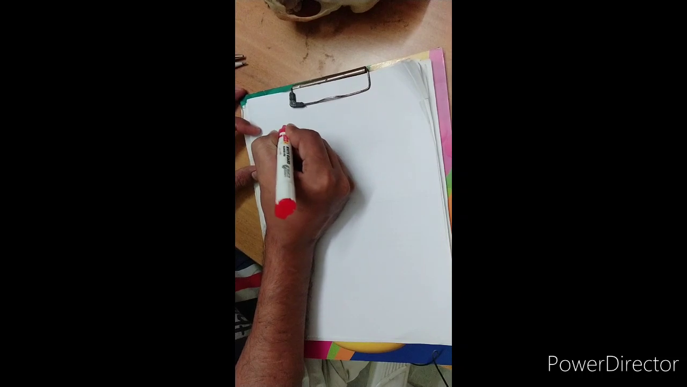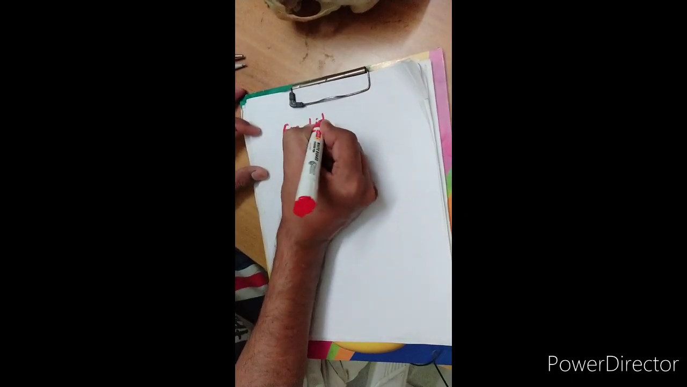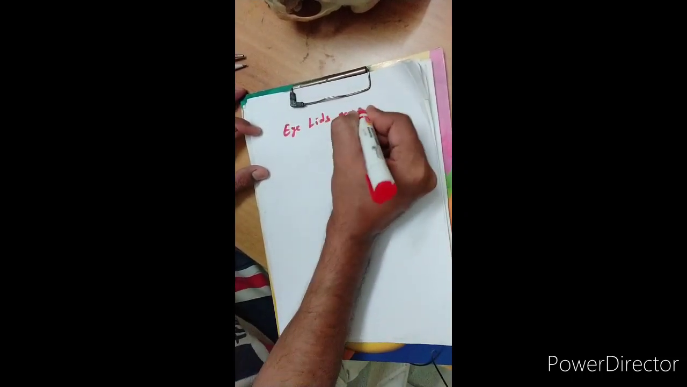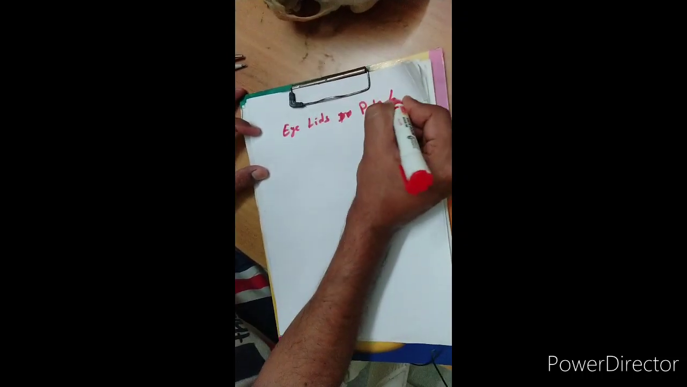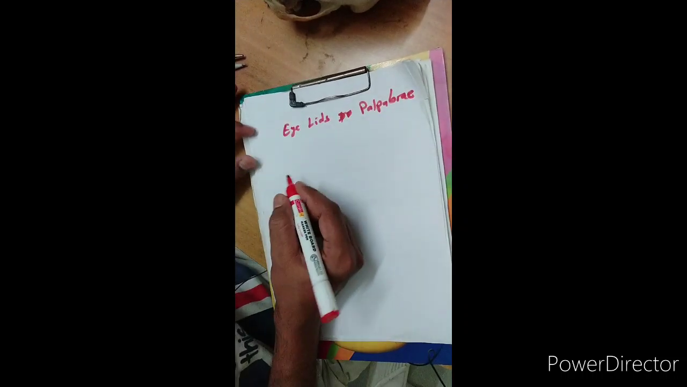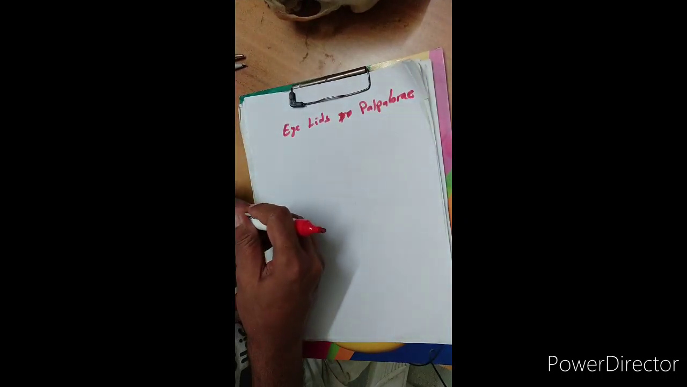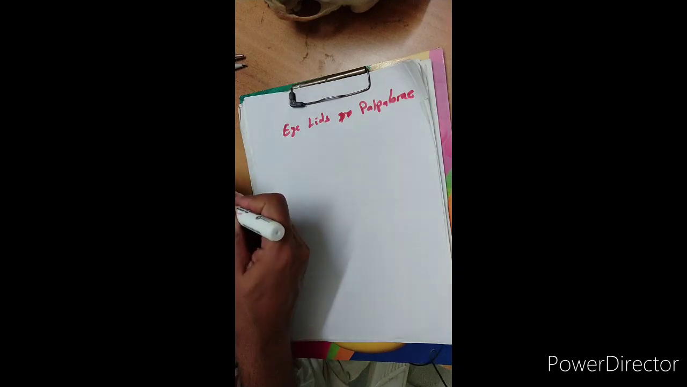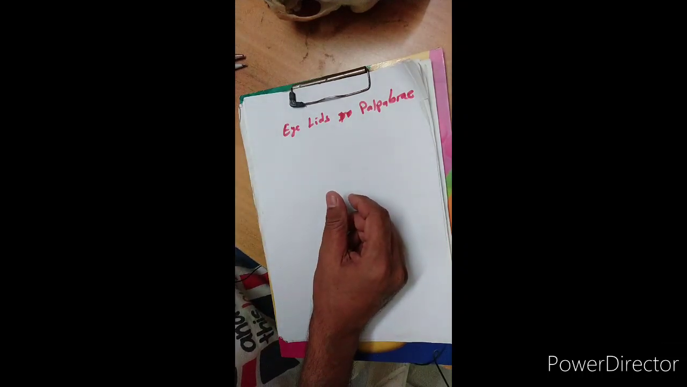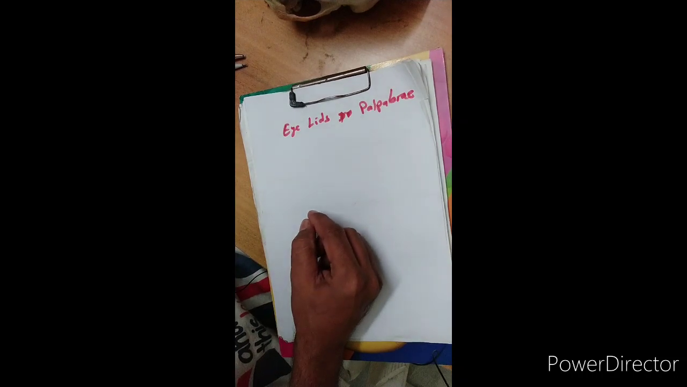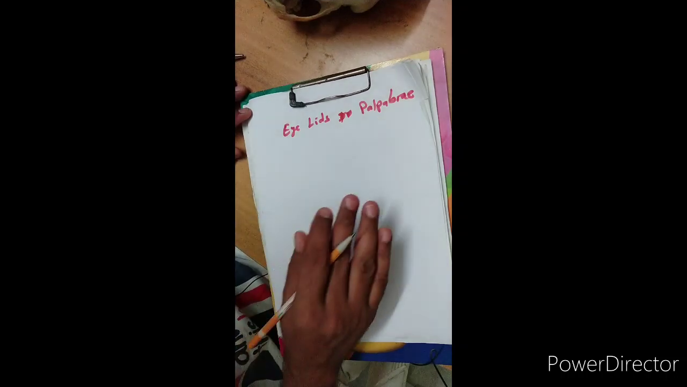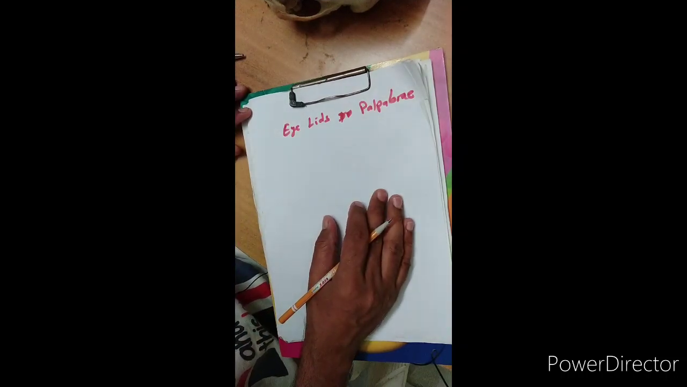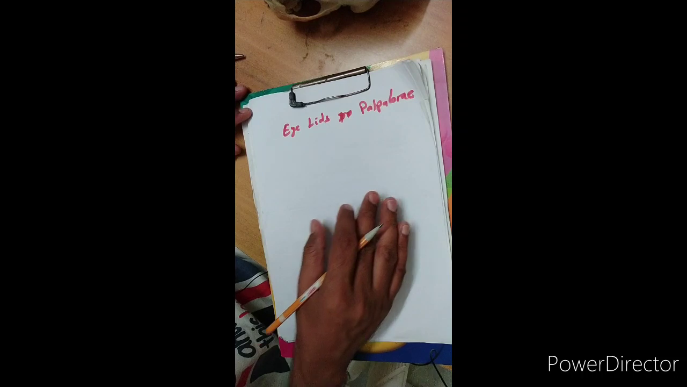Dear friend, today we will discuss the eyelids. Eyelids or palpebrae. Eyelids are the curtains present in front of the eye. These are movable curtains, and they also act as a windscreen which cleans the cornea and the eyeball. It also acts as a wiper.